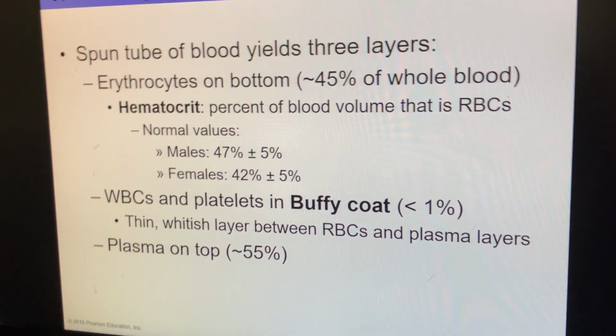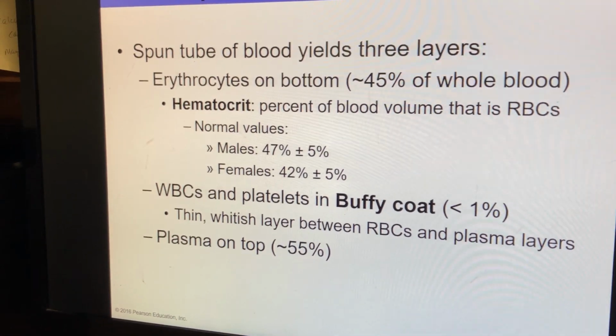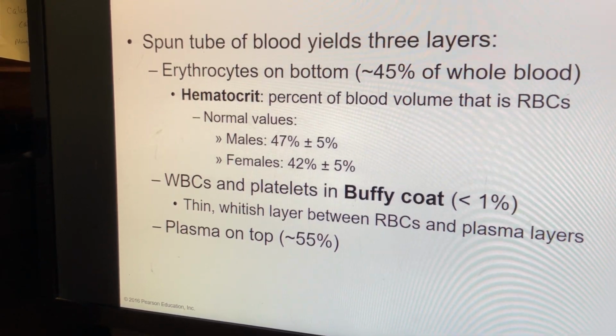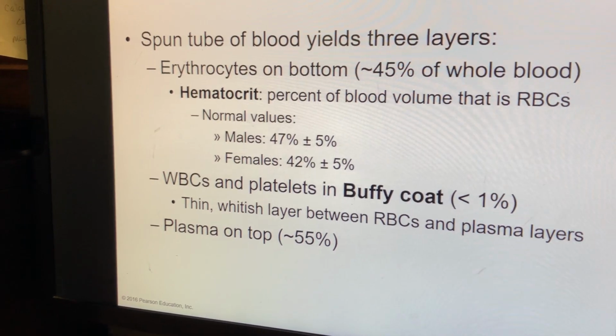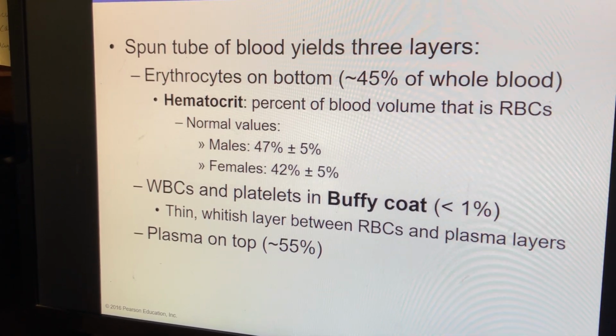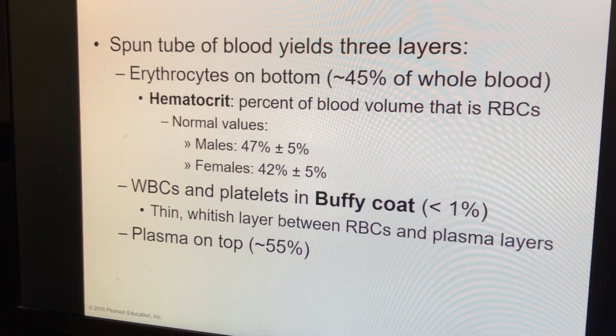A hematocrit for males is 47% plus or minus 5, and for females 42% plus or minus 5. If you want to make your life simple, just remember 45. So if you have a hematocrit that's 30, you are probably missing red blood cells and you're anemic.